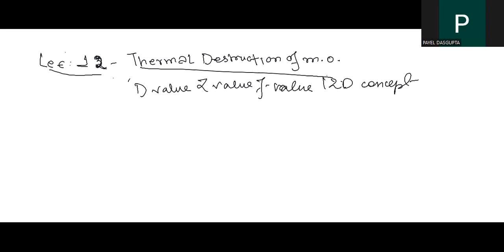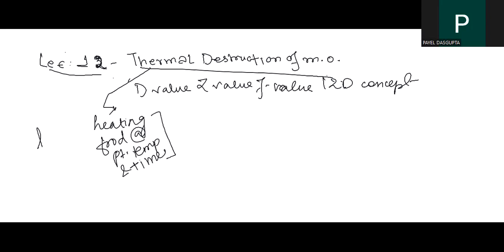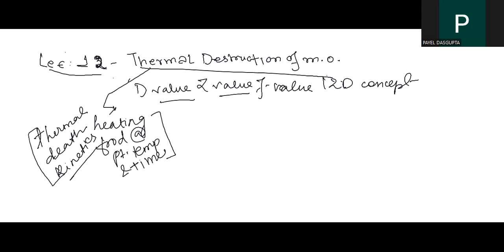What is thermal death kinetics, basically? Thermal death kinetics is heating the food at a particular temperature and for a particular time. Now the subtopics, in brief, are the D value, Z value, F value, and 12D concept.